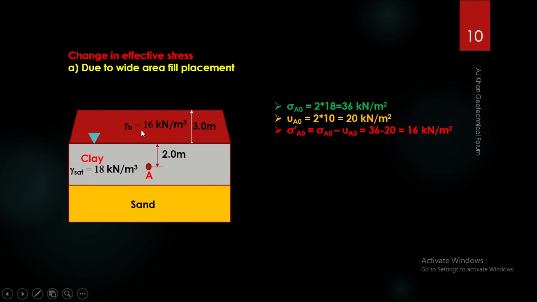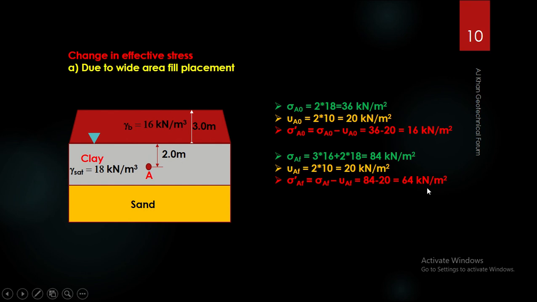The bulk unit weight of this fill is 16 kilonewton per meter cube, and this is not saturated like this soil and this soil, and the height of fill is say 3 meter. Now we want to calculate the stresses at this point A again after the fill has been placed. The total stress at point A after the fill has been placed will be 2 times 18, that was before already, but there will be an additional stress, that is 3 times 16 due to this fill placement. And the total stress is 84 kilonewton per meter square. And the pore water stress still remains the same like before, 20, and the effective stress now is 64.